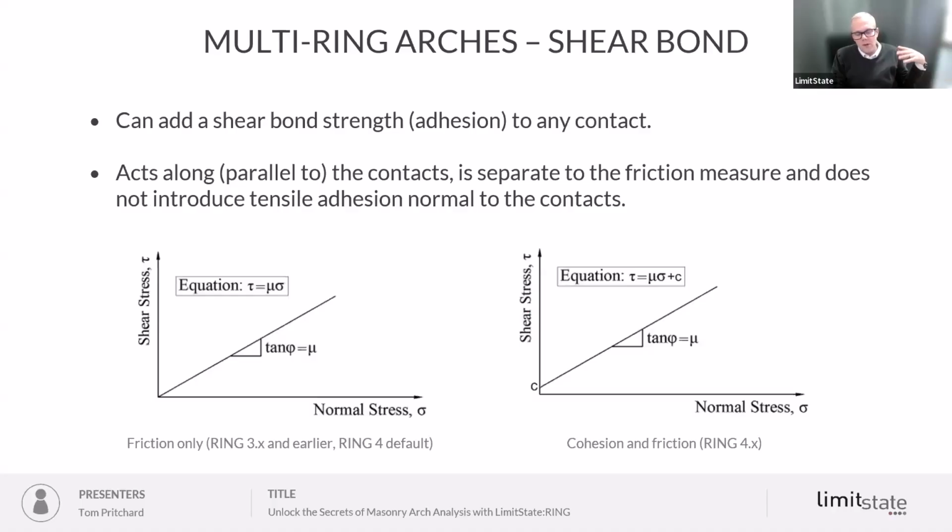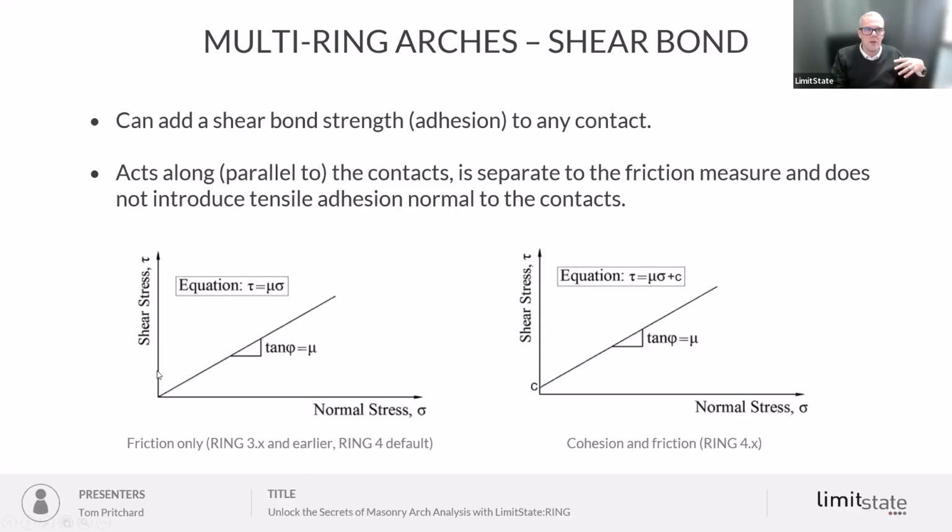The other thing we can do is, like we said, look at the shear bond, which is another way to restore some strength along the contacts. As with most features in Ring, it can be applied object by object, but for this demonstration, we'll look at it globally as well. On the left here, we can see the default frictional response along the contacts, which is the standard in Ring 4 and was the only option available in previous versions of Ring. Here, the shear stress along the contact is calculated as the normal stress multiplied by the friction coefficient, giving a standard frictional response.